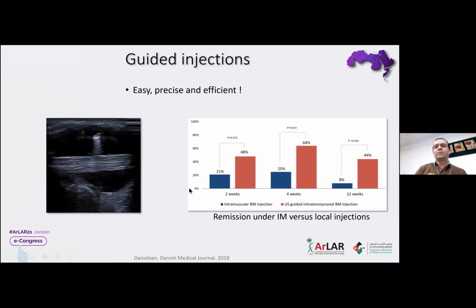And you see that 12 weeks after, roughly half of patients that received local injections still had remission and were tenosynovitis free, whereas only 8% of people who received intramuscular and intravenous glucocorticoid injections were tenosynovitis free. So guiding injections allows more precision and more efficacy of our injection procedures.